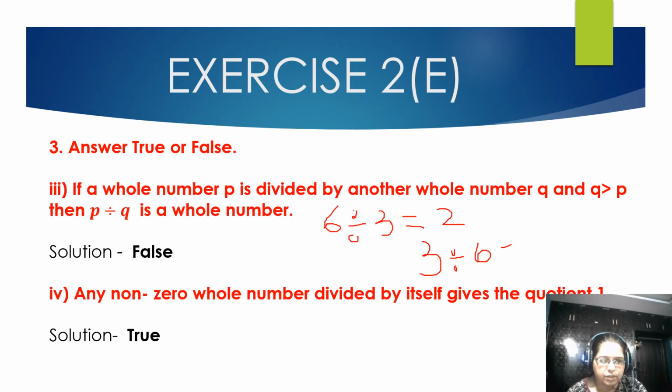Then the fourth part is: any non-zero whole number divided by itself gives the quotient 1, and this is a true statement. As we know, any whole number divided by itself gives 1 only. So this is true.